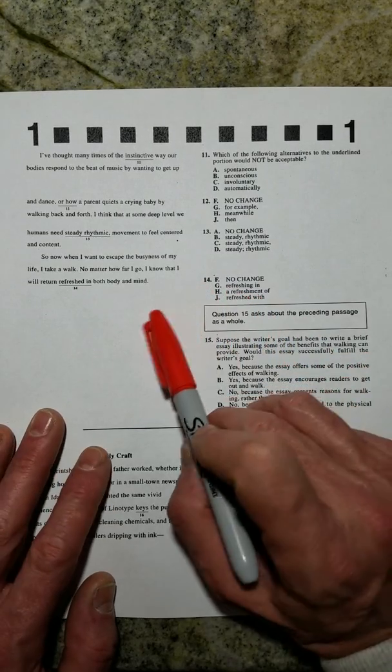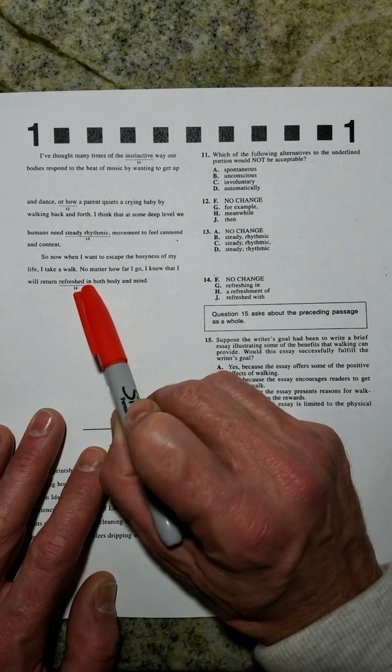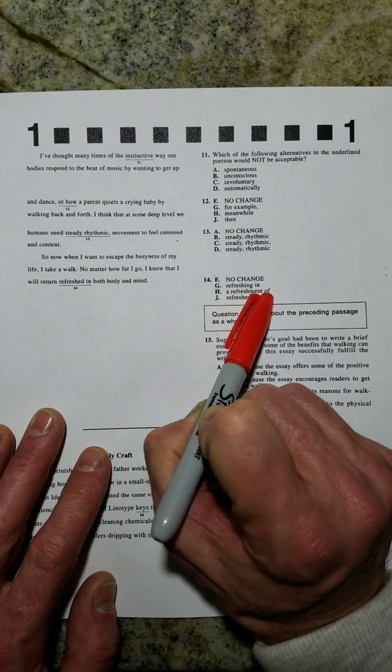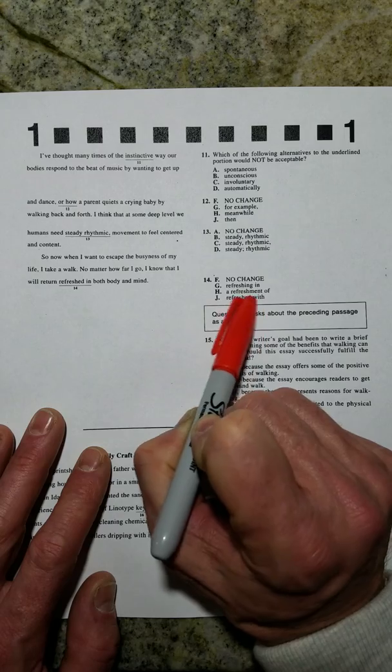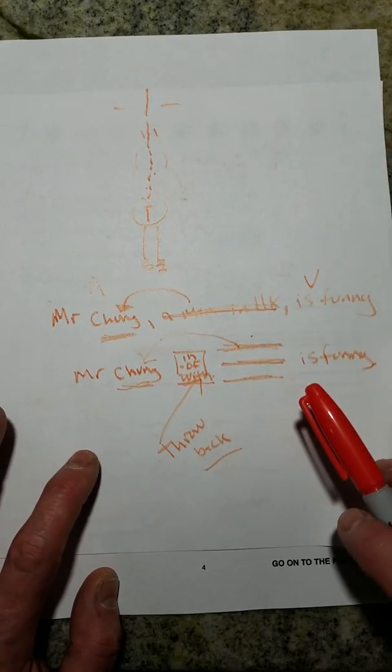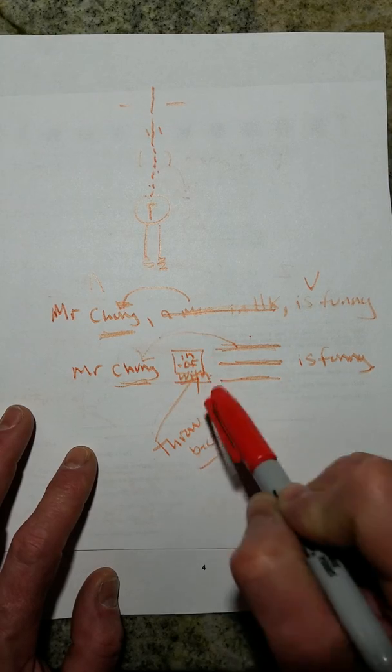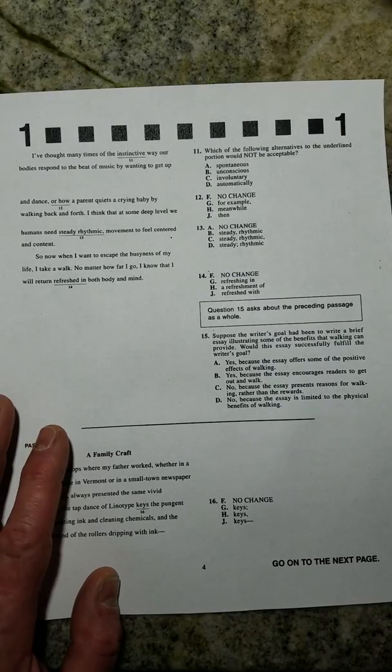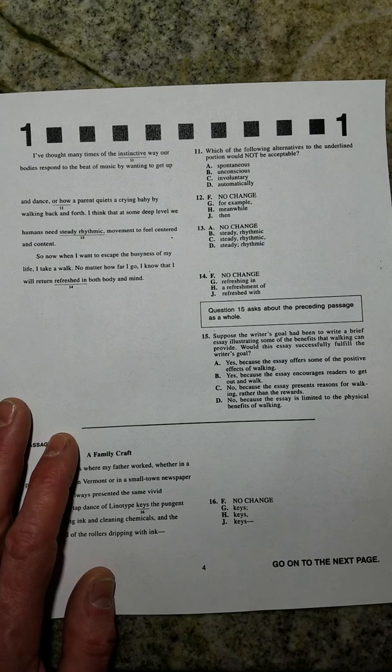Problem number 14. If you come over here, you see the word in, you see the word of, and you see the word with. That reminds you of Mr. Chung's prepositional phrases: in, of, and with, all three of the most common ones. How do you use a prepositional phrase?